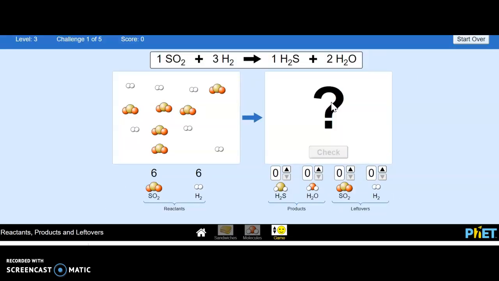And then the third level, they got all kinds of different stuff going on here, and you have 2 different products, 2 different reactants, and then a bunch of leftovers. So hopefully work on this, and hopefully this helps you understand why we have things like limiting reagents or reactants and what that means as far as leftovers go.